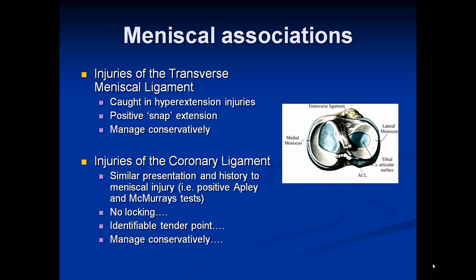There are other dysfunctions associated with the meniscus. These can be injuries of the small ligaments that control the menisci, such as the transverse meniscal ligament and the coronary ligaments. The transverse meniscal ligament is commonly seen and injured in hyperextension injuries, where there's been a definite snap into extension, and these can be successfully managed conservatively.